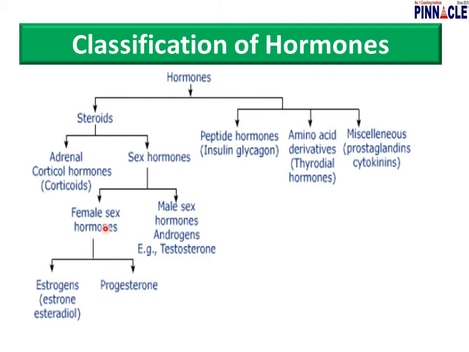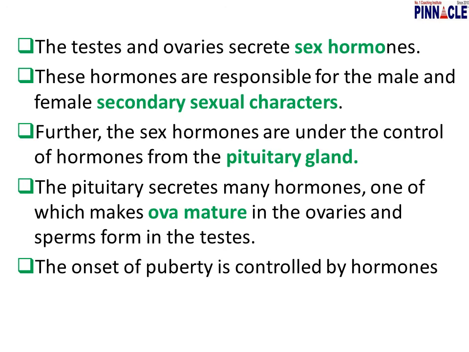testosterone, while female sex hormones are estrogens and progesterone. These are the two hormones which are secreted by the female body. Estradiol, important here are estrogens and progesterone. These are the steroid hormones, or you can say the female sex hormones. The testes and ovaries secrete sex hormones. These hormones are responsible for the male and female secondary sexual characters.